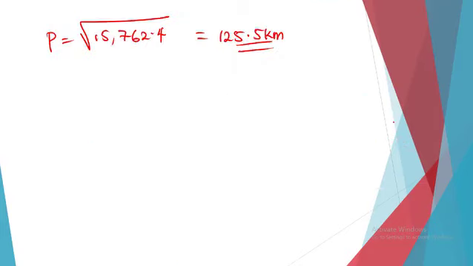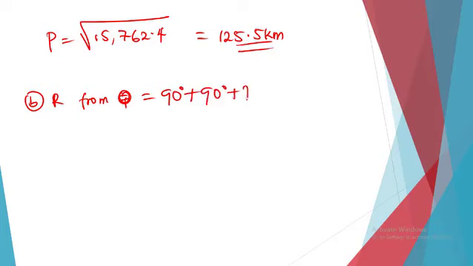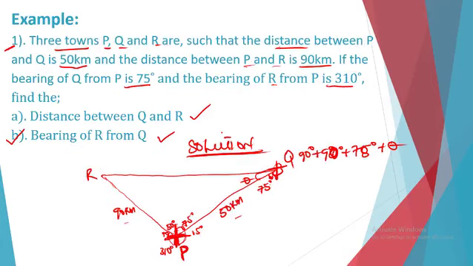So let's go over our B. The bearing of R from Q is equal to 90 degrees plus 90 degrees plus 75 degrees plus theta. Okay, so what we need to find now is the value of theta. What we need to find is the value of theta. So let us go back to the diagram.